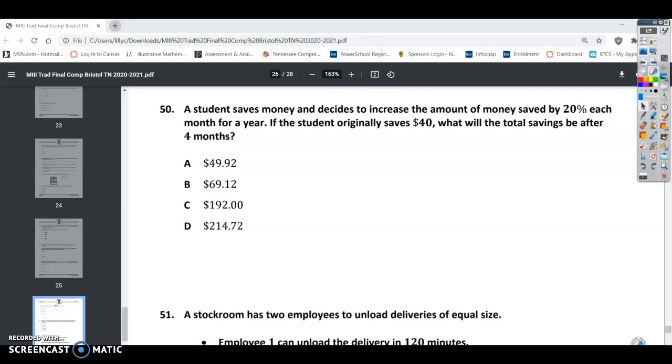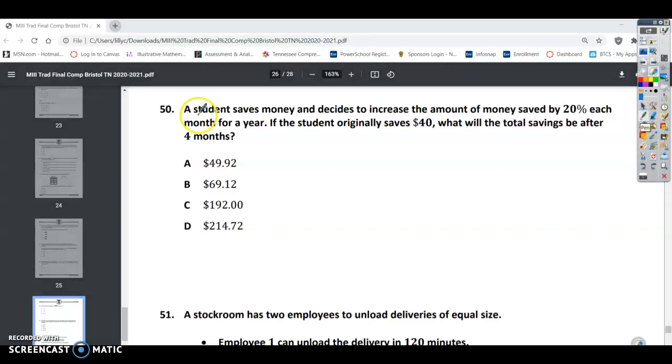Math 3 Final Benchmark, Question 50. A student saves money and decides to increase the amount of money saved by 20% each month for a year. If the student originally saved $40, what will be the total savings after 4 months?